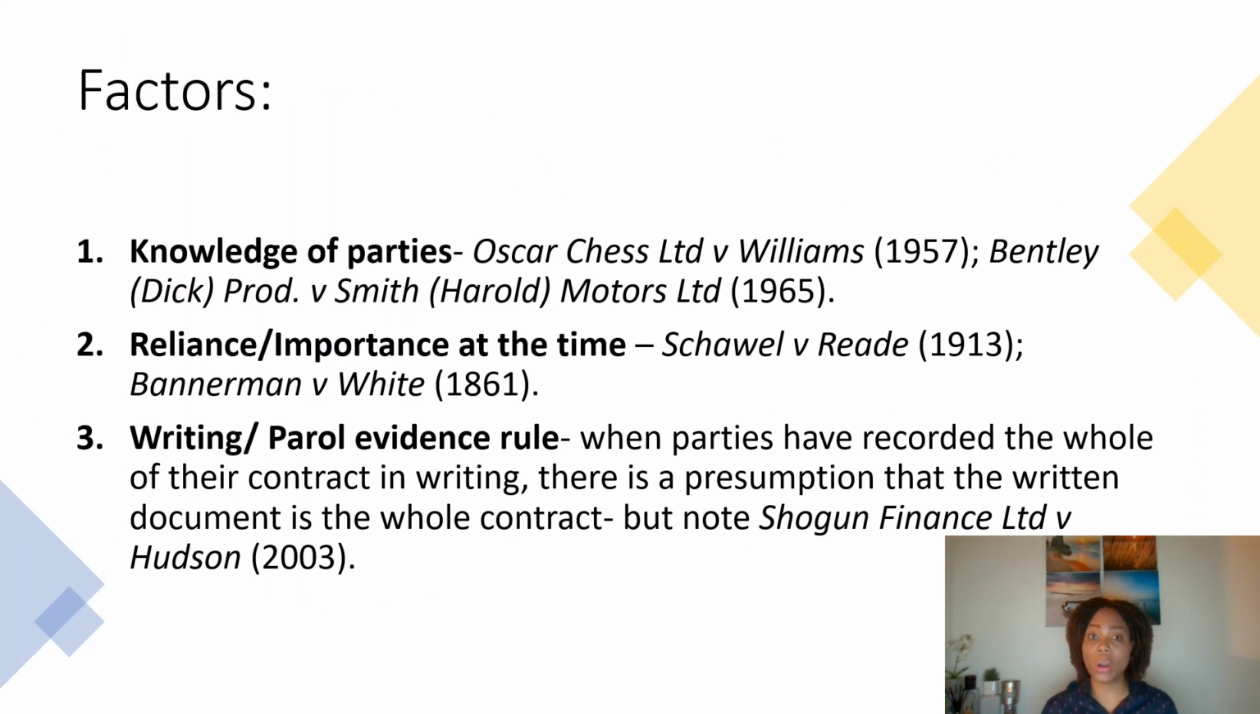One factor is the knowledge of the parties. In other words, the relative knowledge of either party in regard to the term in question. Another factor is reliance on the other party and the importance of that statement or term at the time of contracting. A third factor is the issue of writing, or you could say the parole evidence rule, which basically connotes that when parties have recorded the whole of their contract in writing, there is a presumption that the written document contains the whole of the contract. In other words, whatever is in that written document is considered a term that the parties intended as part of their contract.